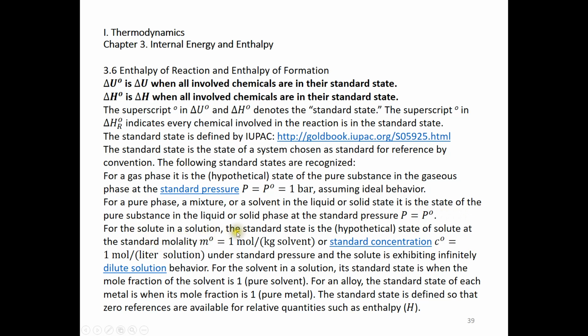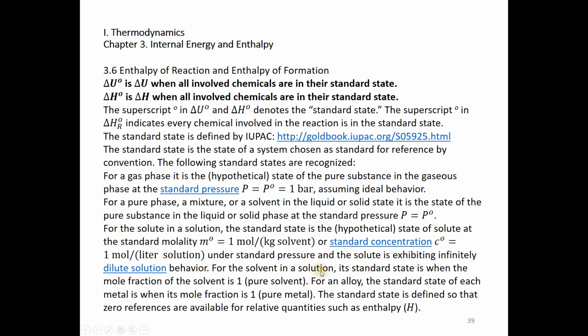For the solute in a solution, the standard state is also the hypothetical state of solute at this concentration. Well, you can say 1 mole per kilogram solvent or 1 mole per liter solution. So which one is correct? Well, it really depends on the situation, how the properties of this chemical in the standard state is tabulated. But they should be under the standard pressure, which is 1 bar pressure. And also over here, very important, this is hypothetical because the solute has to exhibit infinitely dilute solution behavior. So that's why it's hypothetical.